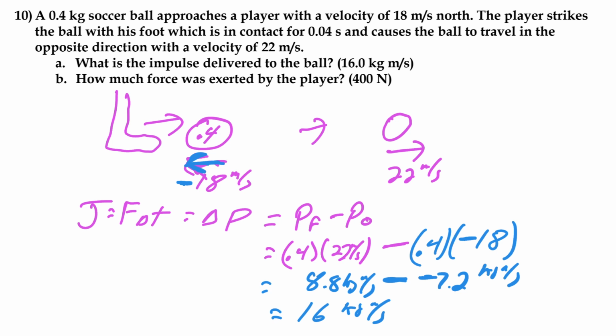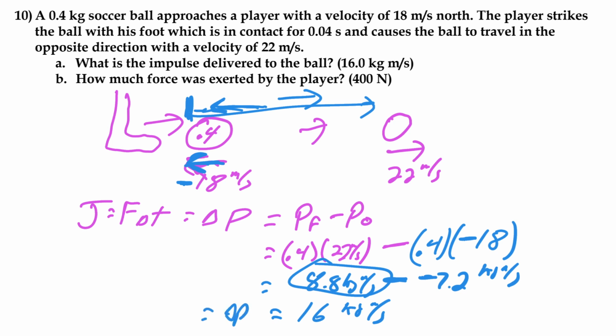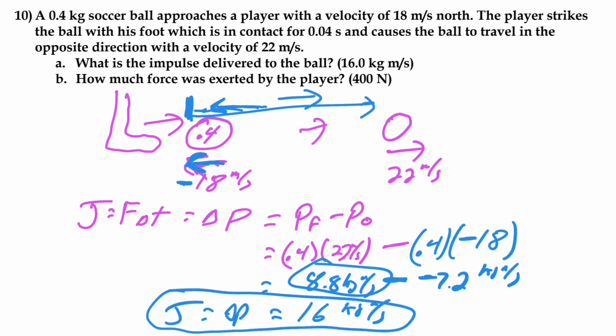So notice, here's the key concept here, guys. We're moving to the left and then we're moving to the right. That's a big change, right? If we just went to the left and stopped, that would be a change of whatever this was, 8.8. But if we're moving to the left and then to the right, that's a bigger change. So that change is going to be 16. That's our change in momentum, but it's also our impulse, because those two are the same. So our impulse and our change in momentum is going to be 16.